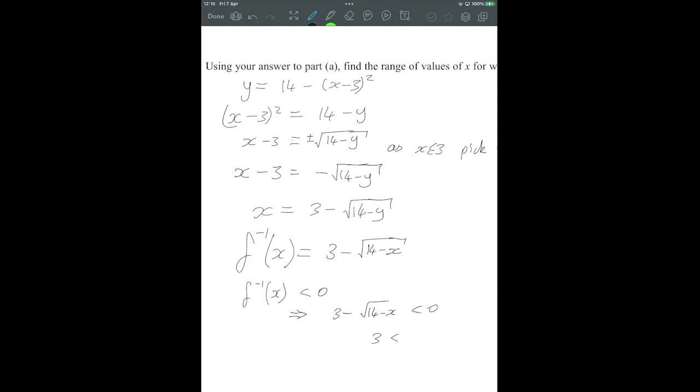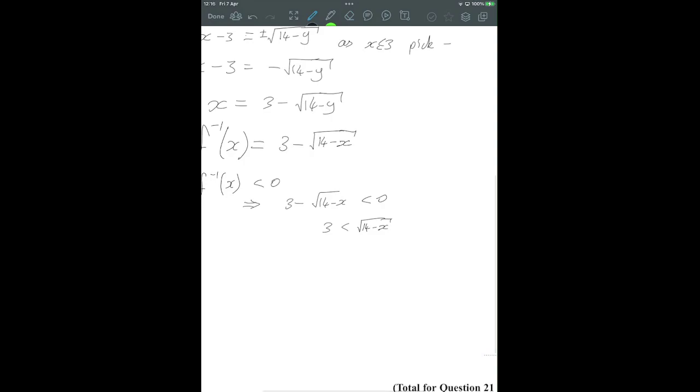Let's move stuff around, remembering with inequalities, if you times or divide by negatives, bad things happen. So I'll move that over. Let's get rid of the square root. So that's 9 is less than 14 minus x. Let's move the x over. So x plus 9 is less than 14, so x is less than 5.